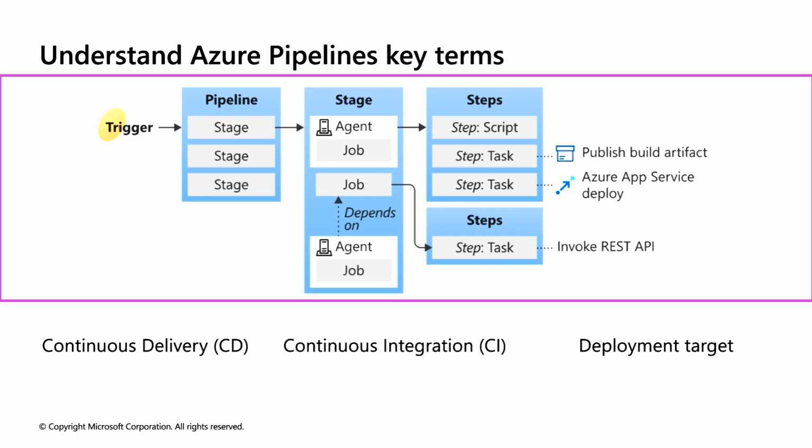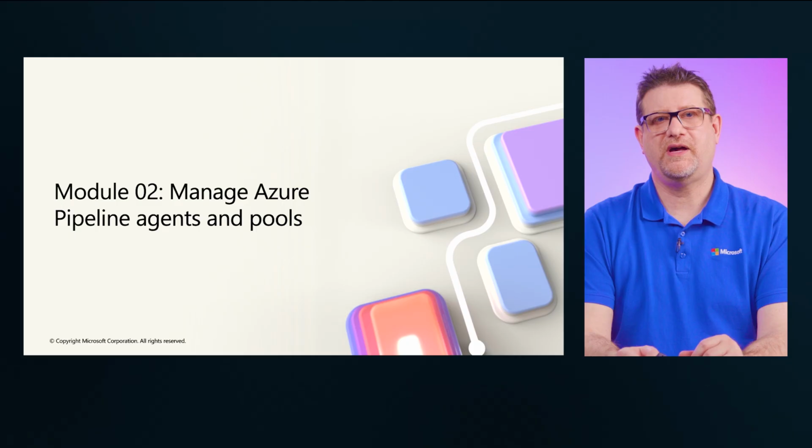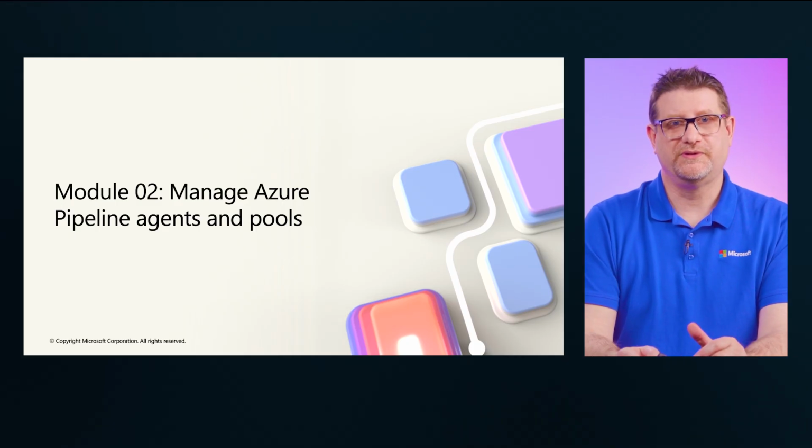This automation means you can deliver updates faster, catch errors earlier, and ensure your software is reliable and ready for your users. We'll dive deeper into each of these concepts as we move through the course, but for now, keep these definitions in mind. They are the foundation for everything you'll do with Azure Pipelines. Now let's talk about managing pipelines and agent pools.